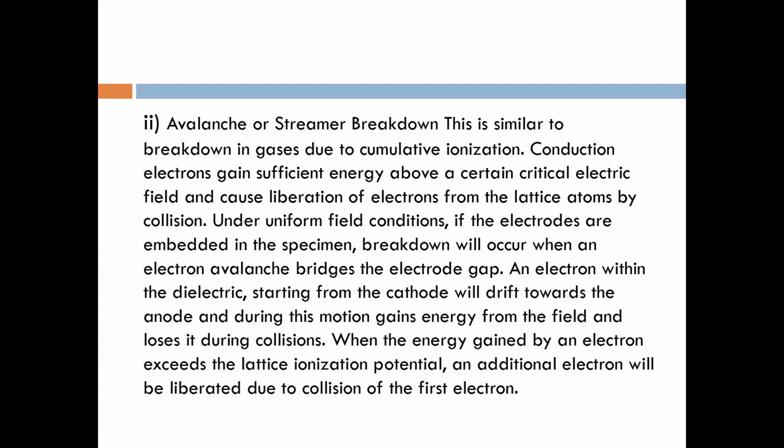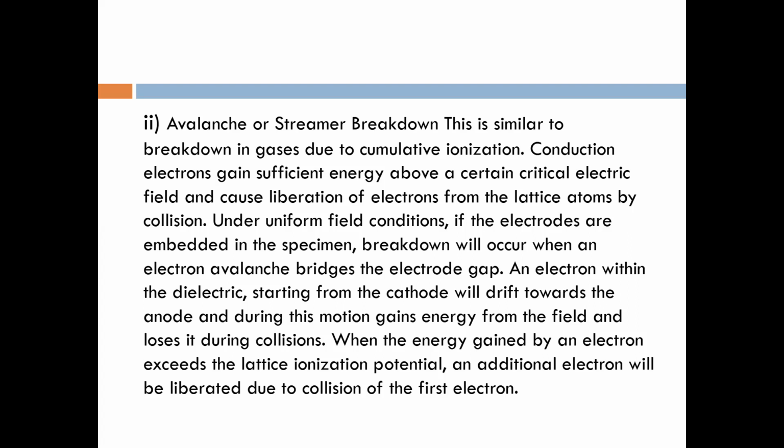The second one is the avalanche or streamer breakdown. This is similar to breakdown in gases due to cumulative ionization. When I studied breakdown in gases, I would have told you about cumulative ionization. What is this cumulative ionization? It is addition, plus 1: 1 to 2, 2 to 3, 3 to 4, 4 to 5. In this case, a conduction electron gets sufficient energy above a certain critical electric field and causes liberation of electrons from the lattice atoms by collision.